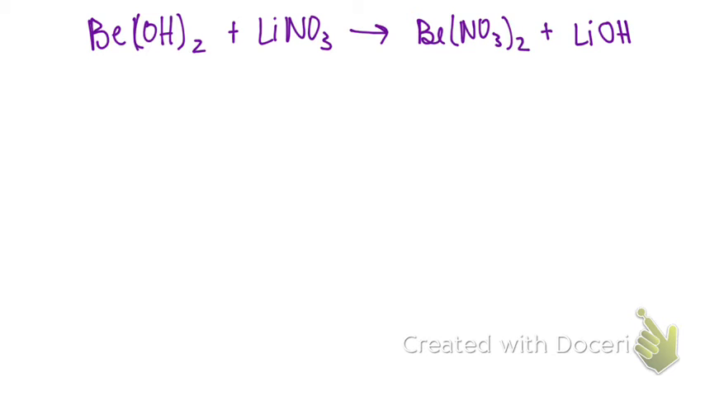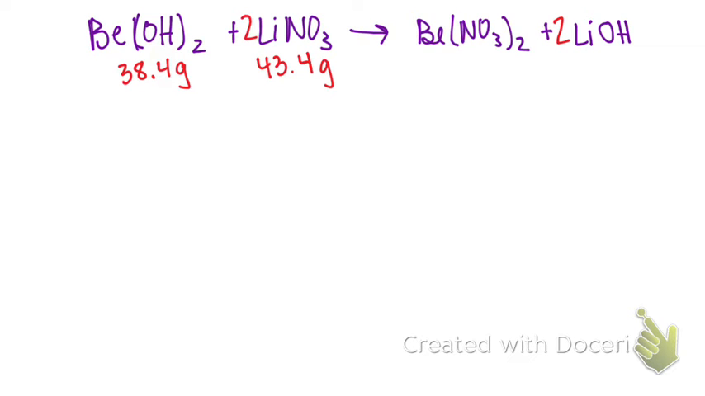So here's your reaction. We do need to go ahead and balance it. And I think it's a pretty simple balance, because these are just 1s and 2s. And then I'm going to give us a starting amount for each of our reactants. We're going to start with 38.4 grams of beryllium hydroxide, and 43.4 grams of lithium nitrate.